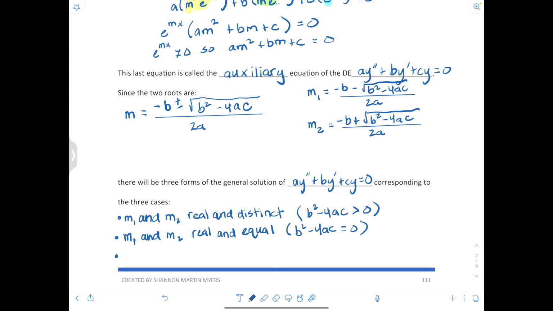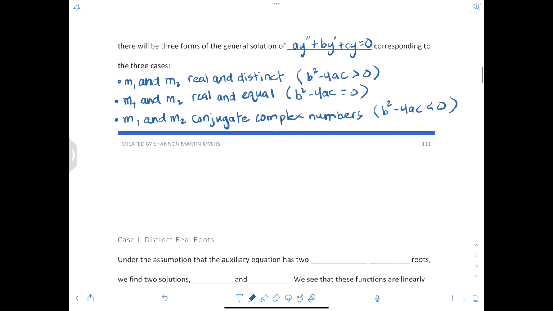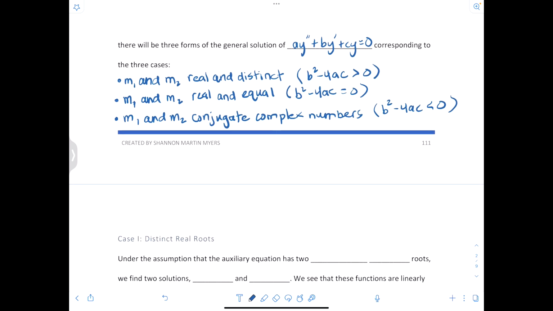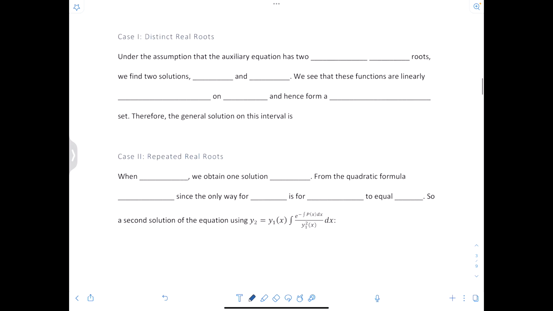All right, and then lastly, m1 and m2 are conjugate complex numbers. And that occurs when b squared minus 4ac is negative, right? Or less than 0. And then you'll get some expression with i. Okay, so let's take a look at the three different cases.